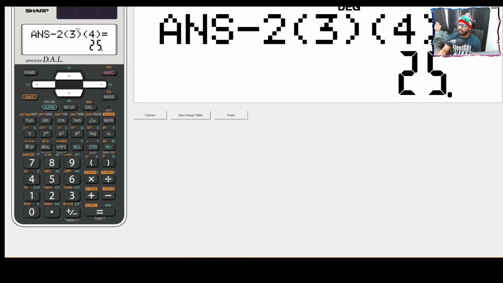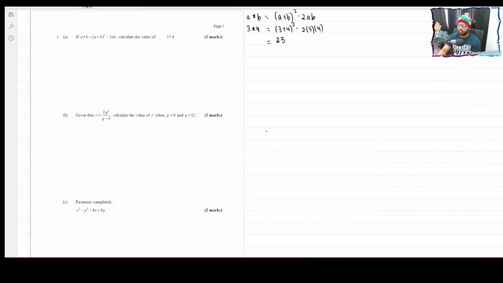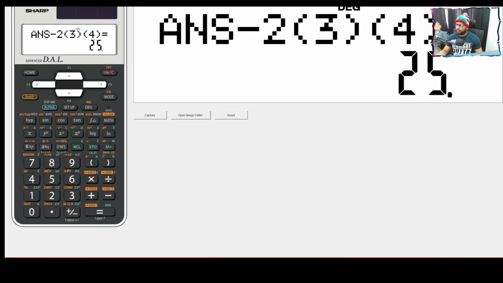So very, very similar to 2 part A. I'm going to have R is equal to 2, P is 6. So I'll put in 6, which is P, cubed, divided by Q, which is 12, take away 3. My recommendation here again is do not plug this directly into a calculator without putting the denominator in a bracket, or we know the denominator is going to be 9. And I'll illustrate what I'm showing you guys here.